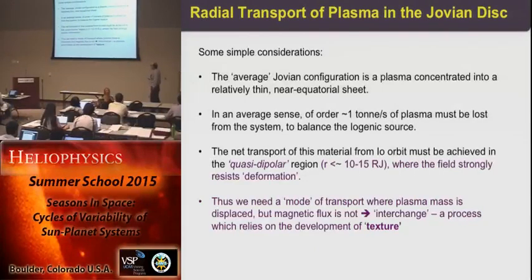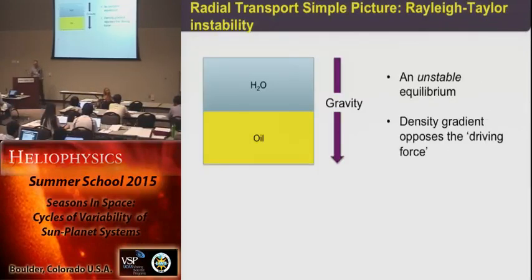And we can achieve that through a process known as interchange, which I think of as a process which relies on the development of texture in an otherwise smooth plasma. So what do we mean by that? A simple picture to illustrate this is an experiment that you can do in a laboratory here on the Earth. Gravity acts downwards, and if you're very careful, you can set up a tank in the lab, pour oil in the bottom and very carefully cover that with a layer of water, which is higher density.